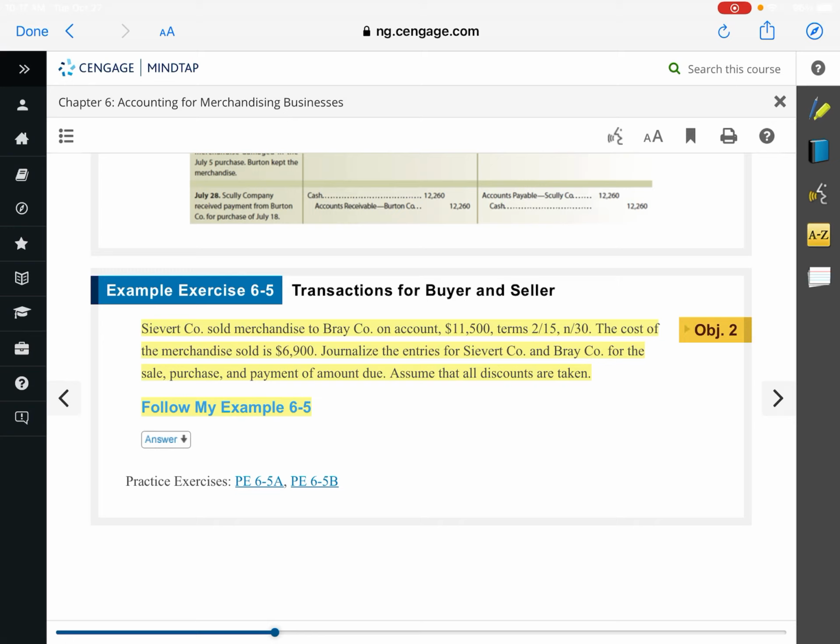So if they come and pay their account receivable balance off, what does that look like? A debit to cash, and then a credit to accounts receivable, because they no longer owe this balance. Okay?